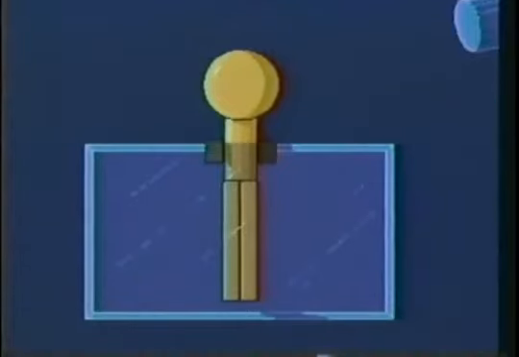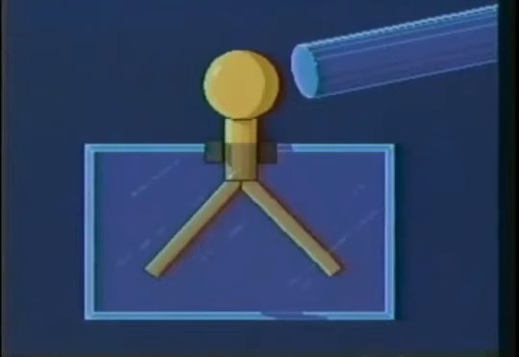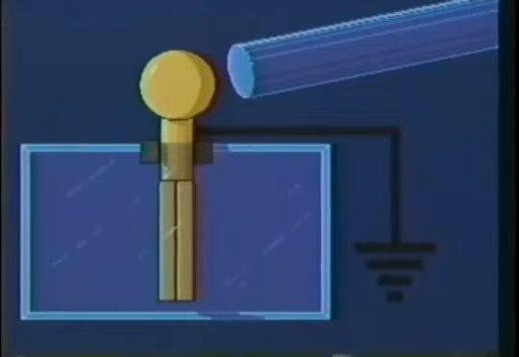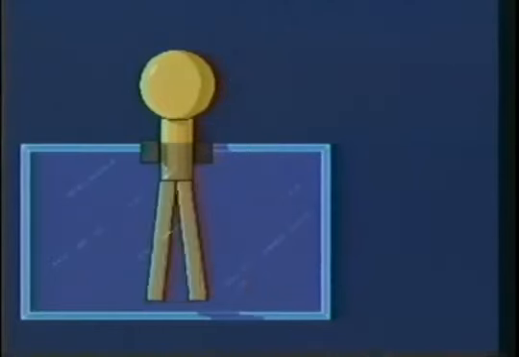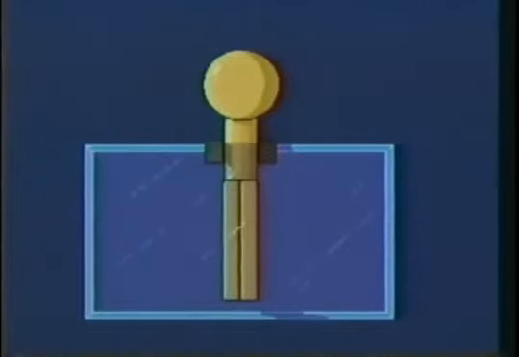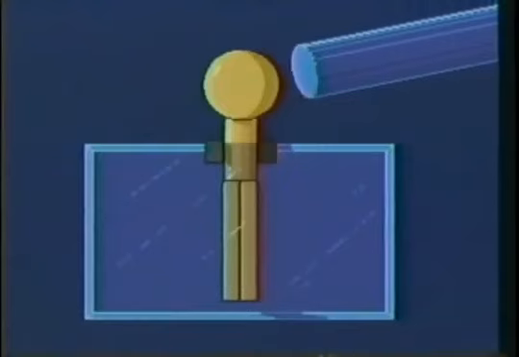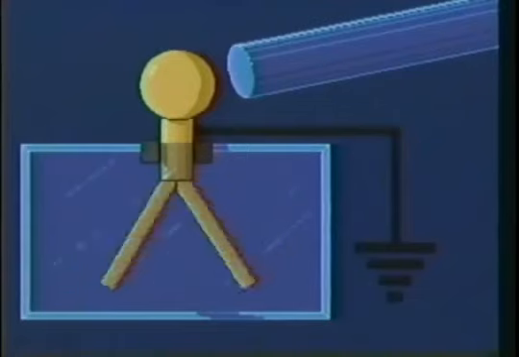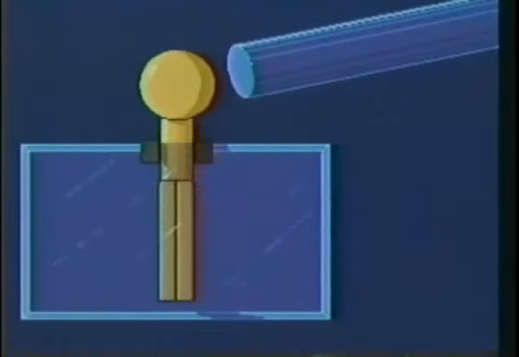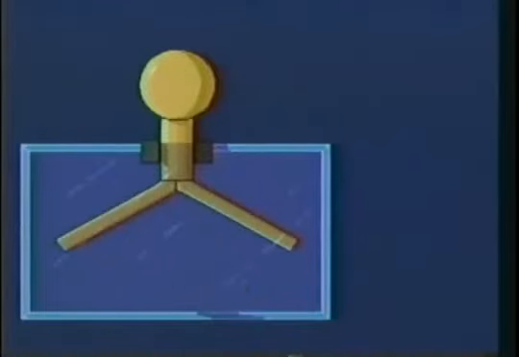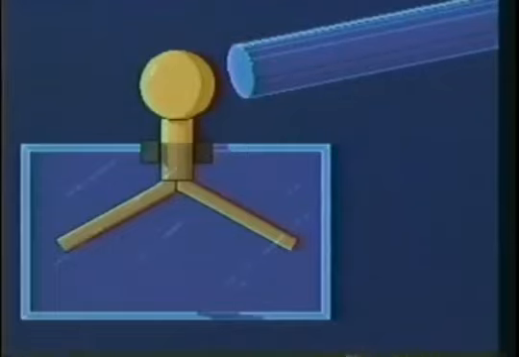Since there was no exchange of charge between the rod and the electroscope, the rod can be used to charge any number of electroscopes. Each electroscope will acquire a charge opposite to that of the rod.